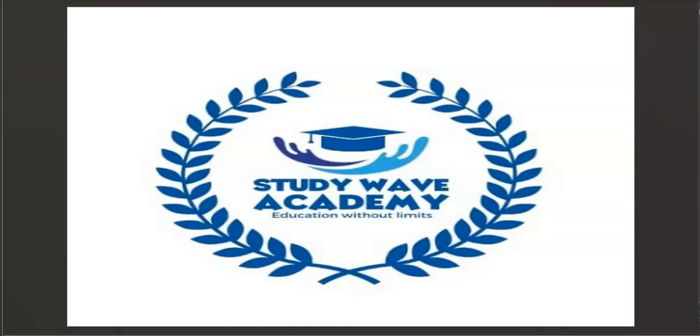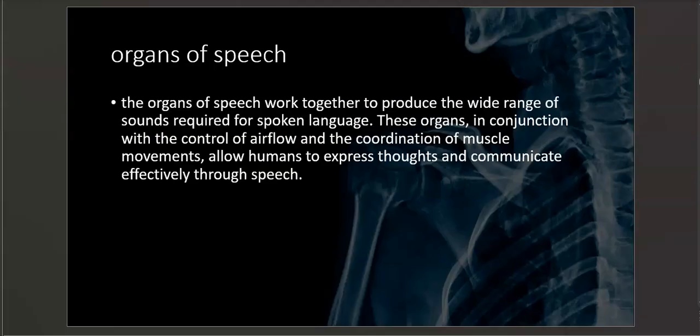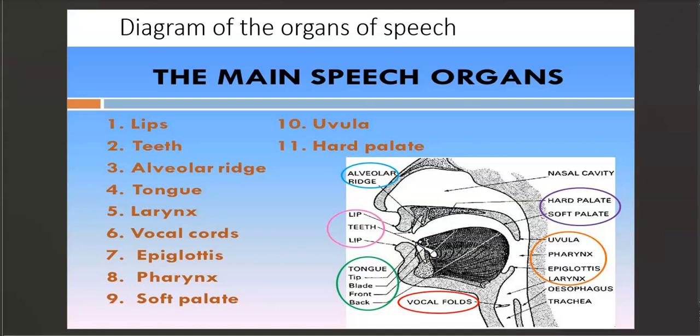Let's continue exploring our English subject, and we are majorly focusing on the introduction of speech and the organs of speech. So, we've looked at these organs, we've looked at what speech is, and we've even looked at examples of these organ articulations and how they are used to produce sound or produce speech. And then I went ahead to show you this visual representation of the diagrams of speech. So I've visually shown you where these parts are found.